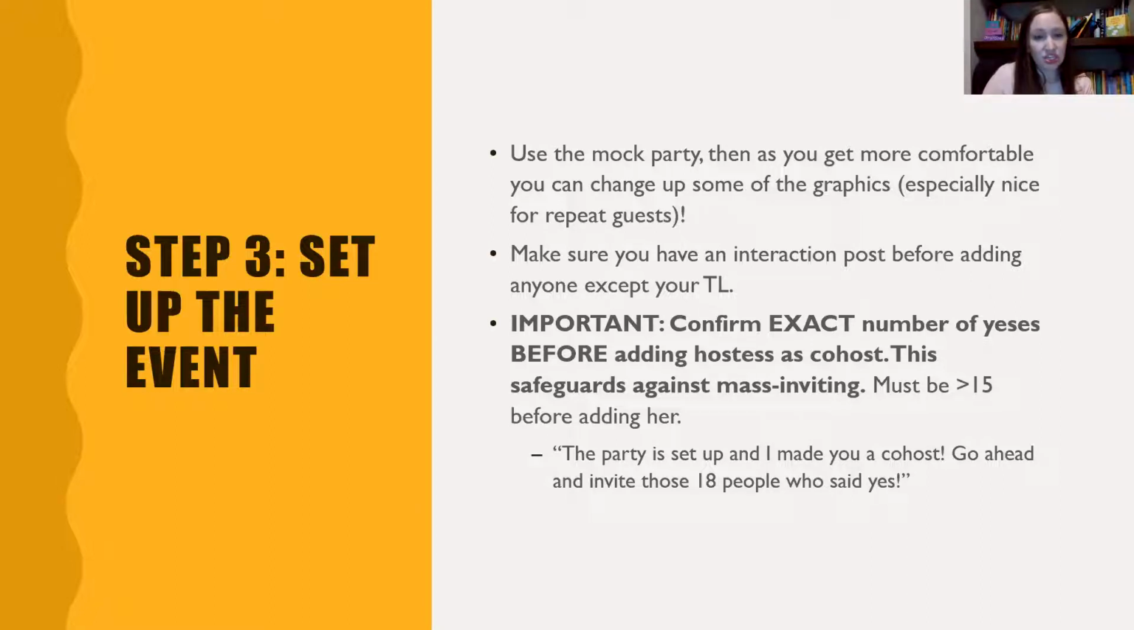Add your team leader so that she can see every post and she can help you spot recruits, spot potential hostesses, answer questions. And before you add anyone but her, make sure that you have an interaction post. Not having an interaction post up in a party before people are invited is kind of like walking into an empty room at a party, right? So we want to have something that they can interact with right away. I don't know if any of you have been early to something and just standing around in an empty room. It's not comfortable. We don't want that.